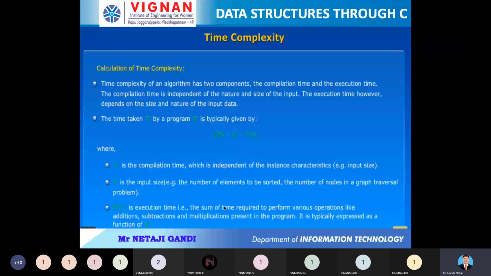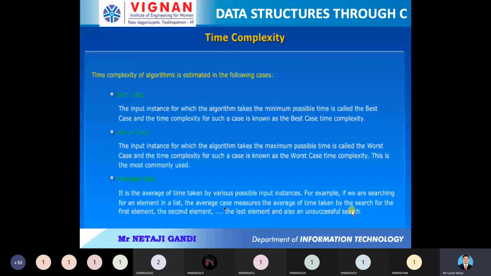Suppose I want to display 100 numbers. What is my input capacity? 100. So how many times is the loop repeated? 100 times. How much time is required? Based upon your system capability, the time complexity can be measured. That is T(P) = C + T(P) of I. This is the calculation of time complexity. Clear? But time complexity can be measured in three cases.